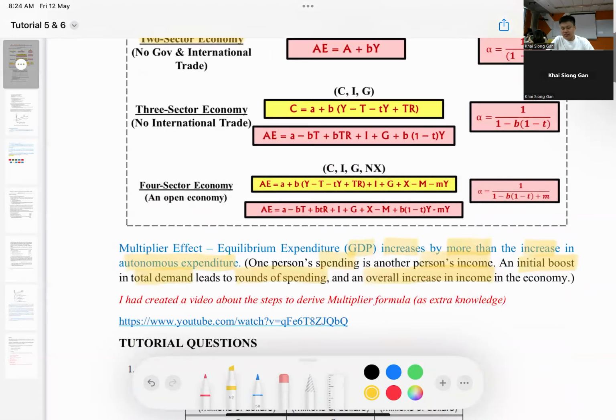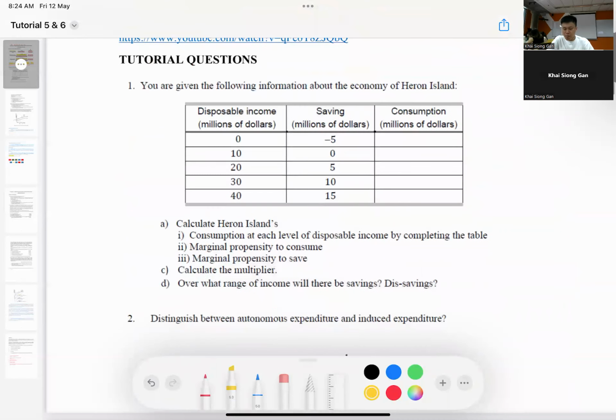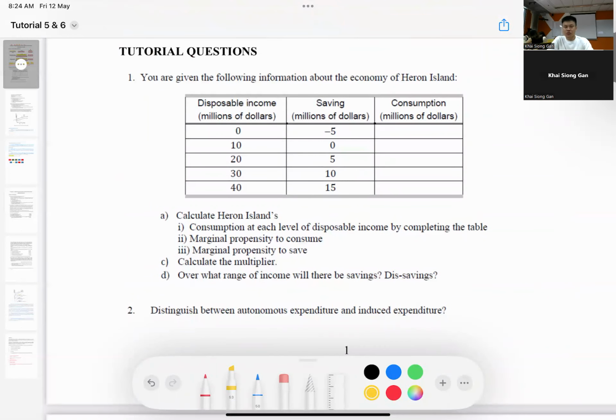Now let's have a look into questions and start to work on the practice and then to understand more of the equations. So we are going to use questions to cover the contents for today's class. Okay, question number one over here, you are given the following information about the economy of Heron Island. Again, this is basically extracted from your tutorial questions. You are being given disposable income, which is in millions of dollars. YD stands for disposable income, and you have saving here, the amount of money that's being saved in millions of dollars, and you have the consumption over here in millions of dollars. You have been given saving here, but you are not being given your consumption.